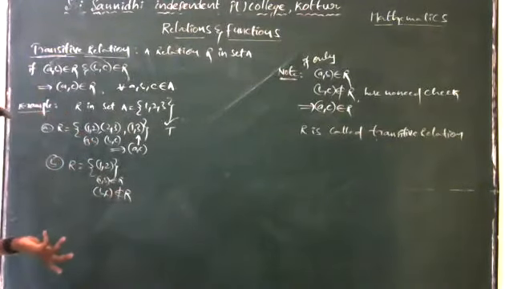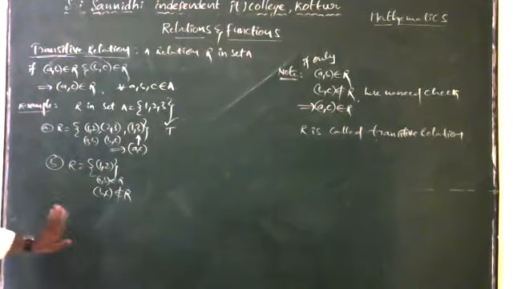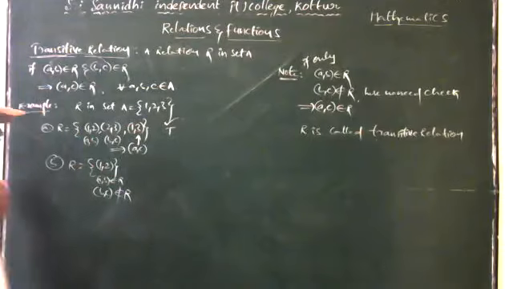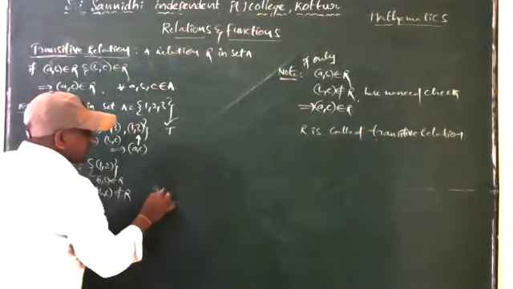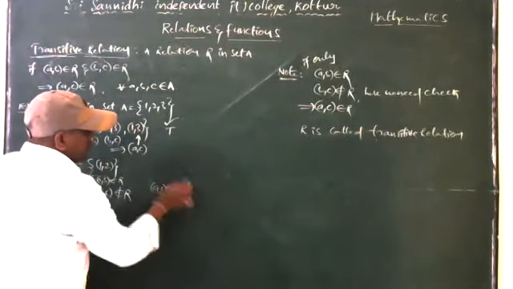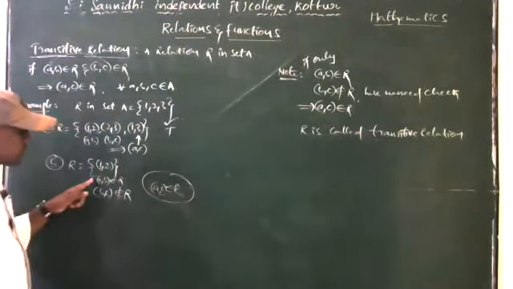B comma C is not there. Then also it is transitive. It is called transitive because here there is no need to check A comma C also. You need not check one: A comma B belongs to R.